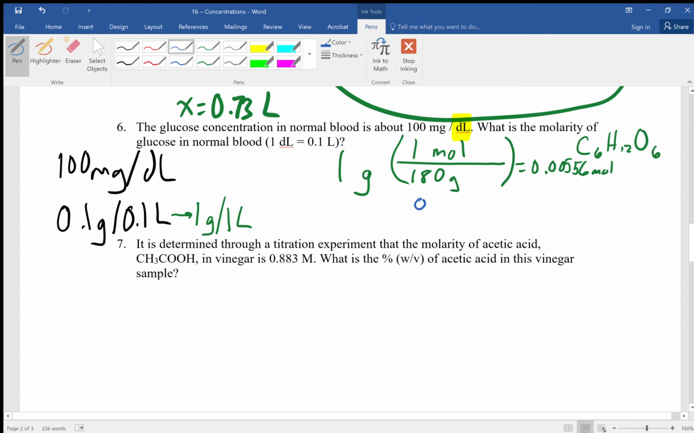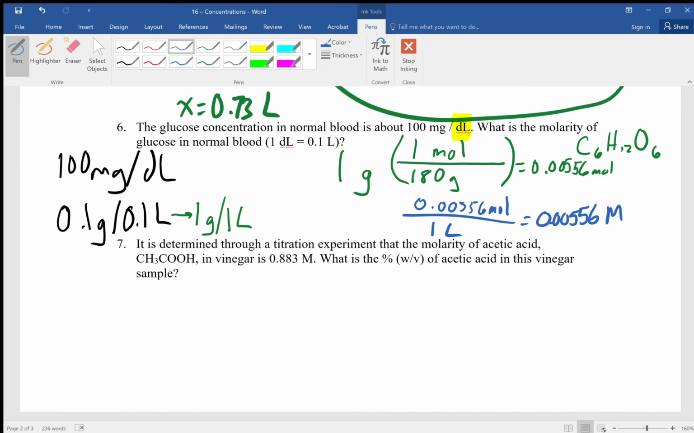But then all we need to do is take that number of moles that we've calculated and divide it by the 1 liter. And we get 0.00556 molar. And so maybe that's why we use milligrams per deciliter for blood concentration, because 100 is a much easier number to remember than 0.0056 or 556.